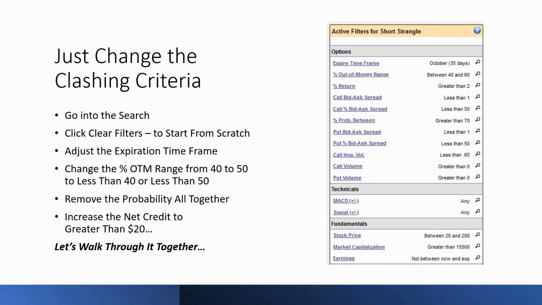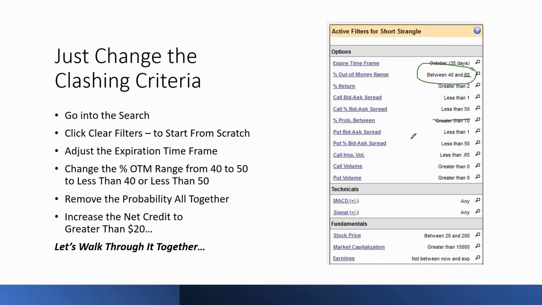To find trades such as what you're looking for, you just have to change the screening criteria. So you just go into the search tool in Power Options, click on Short Strangle, click Clear Filters to start from scratch, adjust your desired expiration time frame. Now what you're going to have to do is change the percent out of the money range from 40 to 50, which is the standard on the default criteria. I'm sorry, 40 to 60 is the standard on the default criteria. You're probably going to want this to be less than 40 or less than 50.